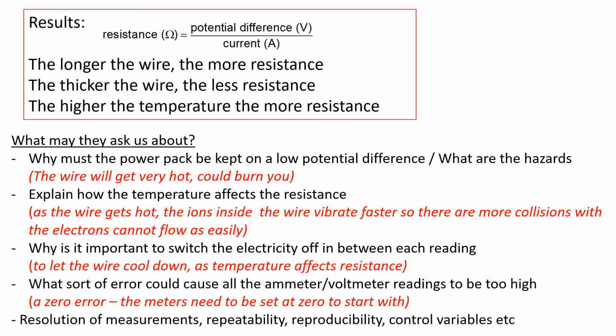And the resolution of measurements, the repeatability and reproducibility and control variables. So the resolution of measurements is the smallest size measurement that you can make. So if my ammeter is 0.00 on the screen, the smallest resolution of current that I can measure on my ammeter is 0.01. Repeatability, minimum of 3 repeats. That's what we need. Reproducibility and control variables we've talked about.